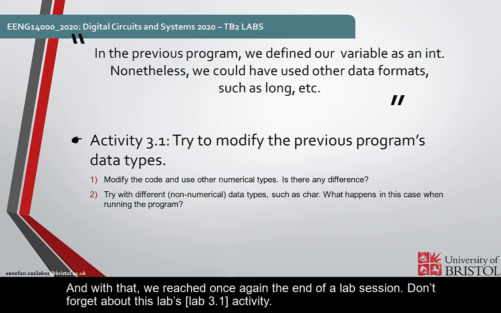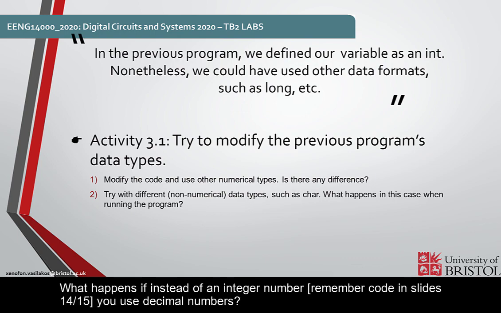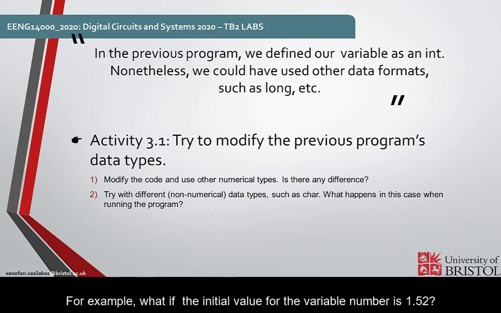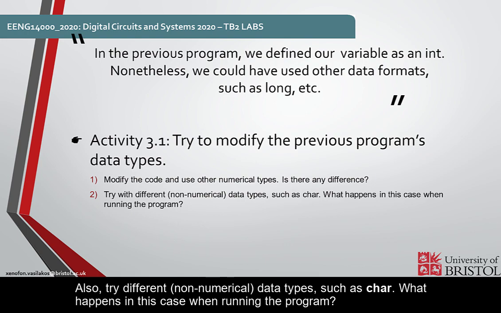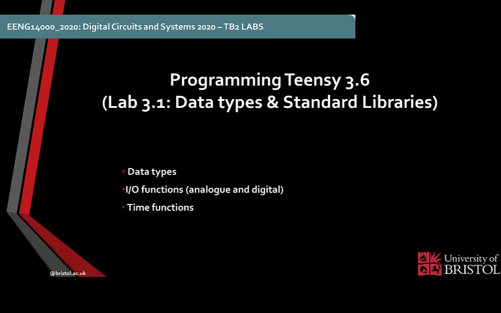And with that, we have reached once again the end of this lab session. Don't forget about this lab's Lab 3.1 activity. What happens if instead of an integer number, you use decimal numbers? For example, what if the initial value of the variable number is 1.52? Also, try different, non-numerical data types, such as char. What happens in this case when running the program? Try to answer these questions in a short summary of 50 to 70 words.